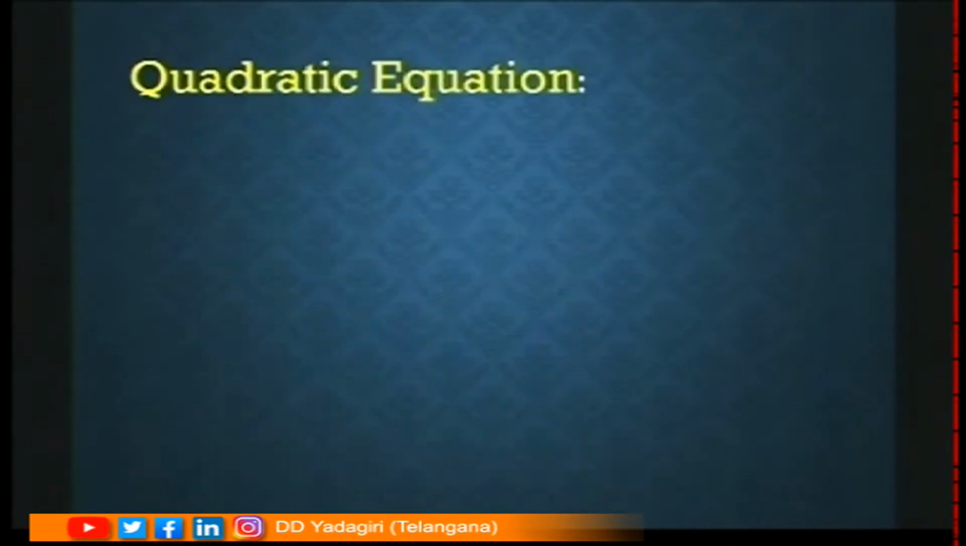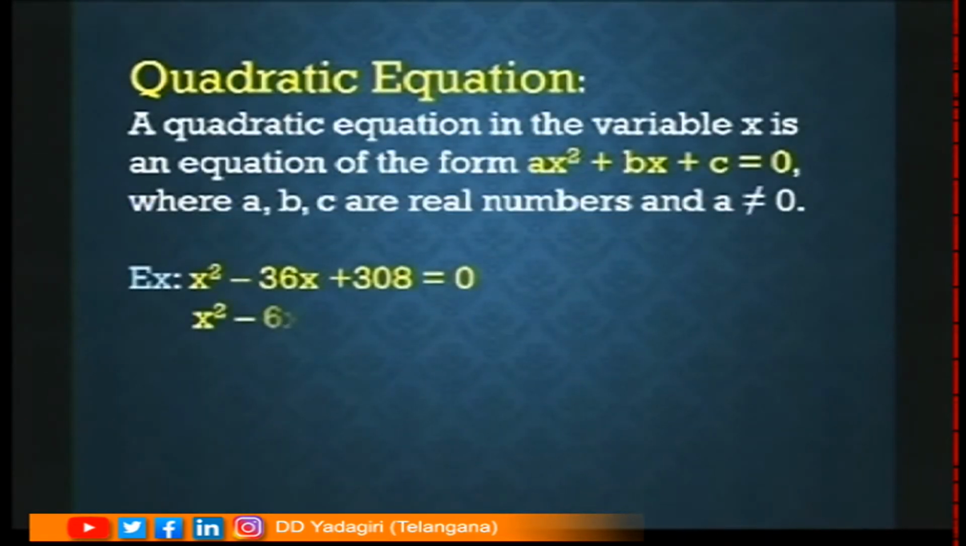Now let's look how a quadratic equation is. A quadratic equation in the variable x is an equation of the form ax square plus bx plus c is equal to 0 where a, b, c are real numbers and a is not equal to 0. Now let's understand why a is not equal to 0. If suppose our a is equal to 0, then the coefficient of x square becomes 0 and the equation reduces to only bx plus c is equal to 0, which is a linear equation and not a quadratic equation. So the condition a is not equal to 0 is very important for any equation to be called as a quadratic equation.